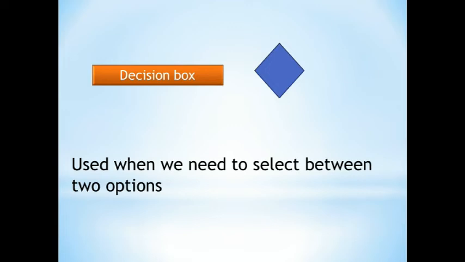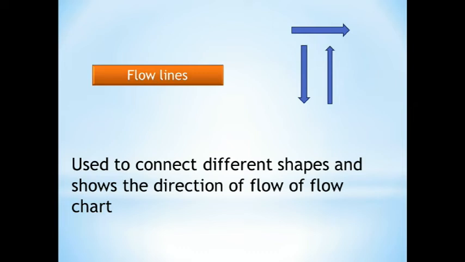Okay, and next is flow lines. Flow lines are represented by arrows, and these are used to connect different shapes and show the direction of flow of the flowchart. Okay, so these are the different shapes that we use to draw a flowchart.